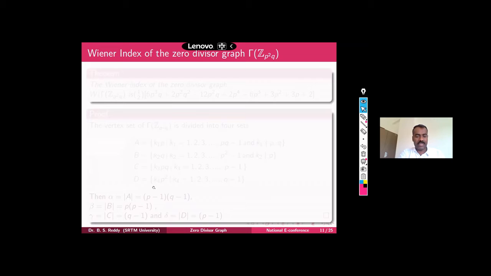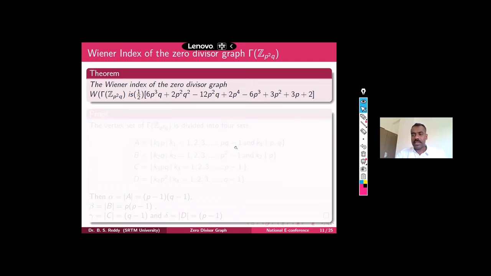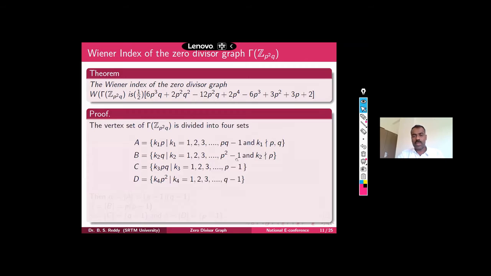Okay, then yeah, next one is the Wiener index of Z p square q. Again, we did the same thing. The main technique is just how you can split, how you can divide the vertices. So we have divided into 4 sets, A, B, C, D: multiples of p, q, then multiples of pq and p square. With these 4 sets, we want to know what the maximum distance is and what different distances are possible. So you simply call the cardinalities of A, B, C, D as alpha, beta, gamma, delta, so that you can substitute and simplify later.